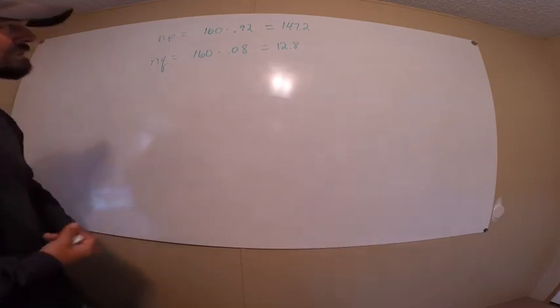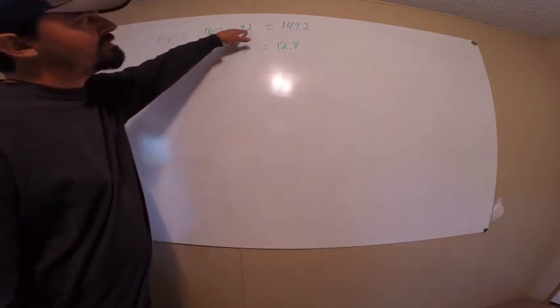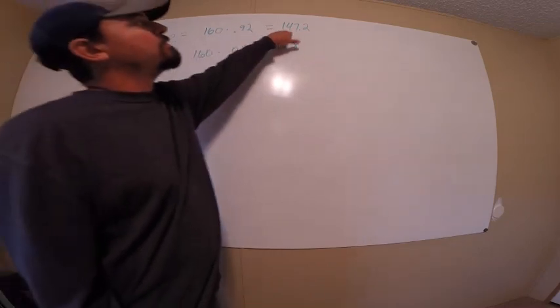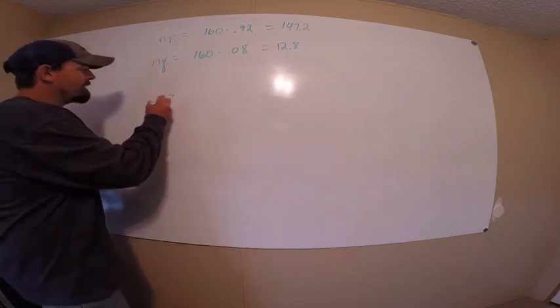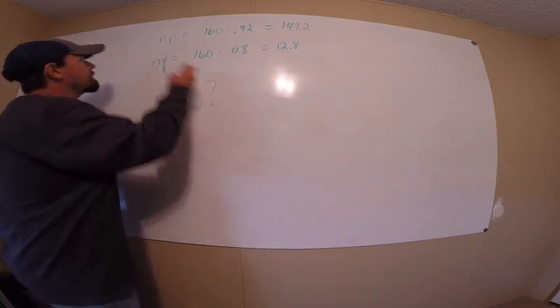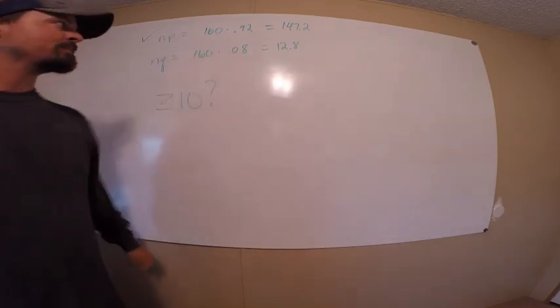Let's check np and nq greater than or equal to 10. So, n is 160, p is 0.92, multiply those together, I get 147.2. Is that greater than or equal to 10? Why, yes it is. n times q, 160 times 0.08.